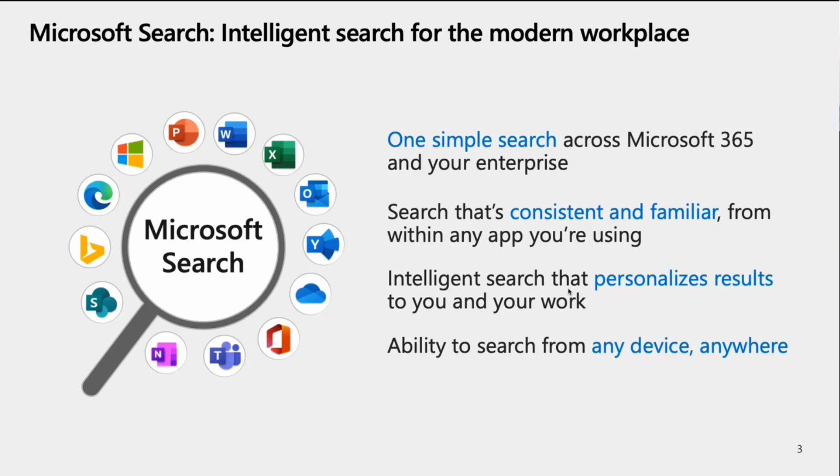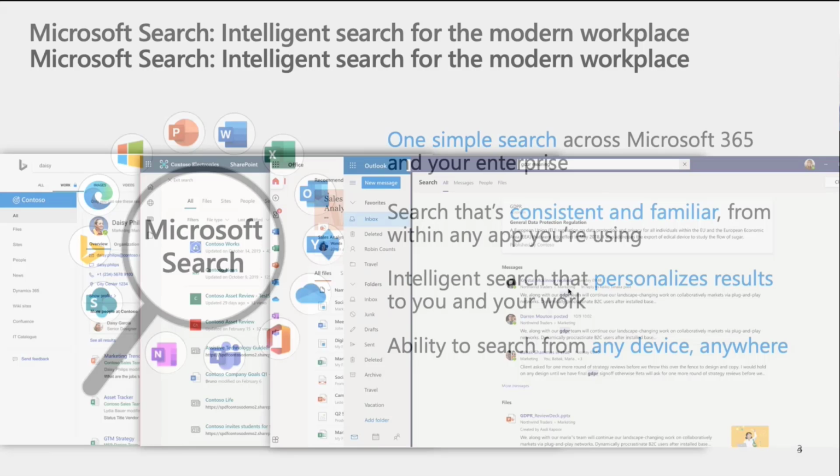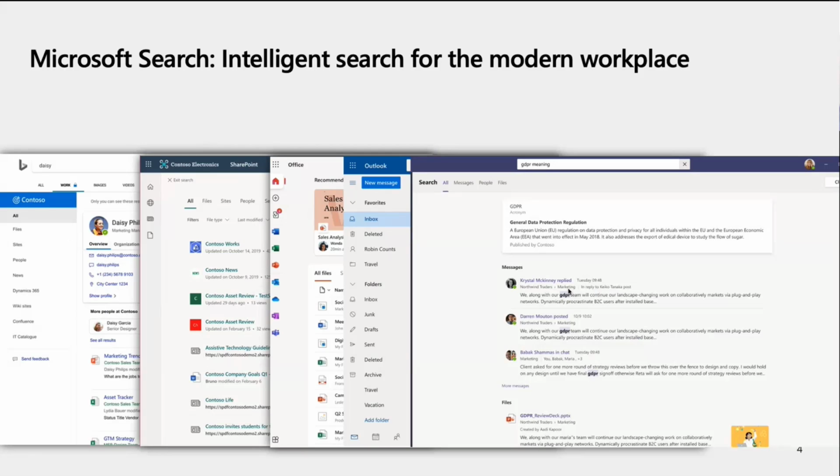Also, what Microsoft Search does is it gives you search that's consistent and familiar from within any app that you're using. It also is intelligent search that personalizes results to you and your work, and also gives the ability to search from any device, anywhere. So in terms of experiences, we have Microsoft Search powering the experience for all of these different Microsoft 365 products. The essential idea over here, like I called out, being that we have a consistent and coherent search experience with all the goodness of search across all of these different products.